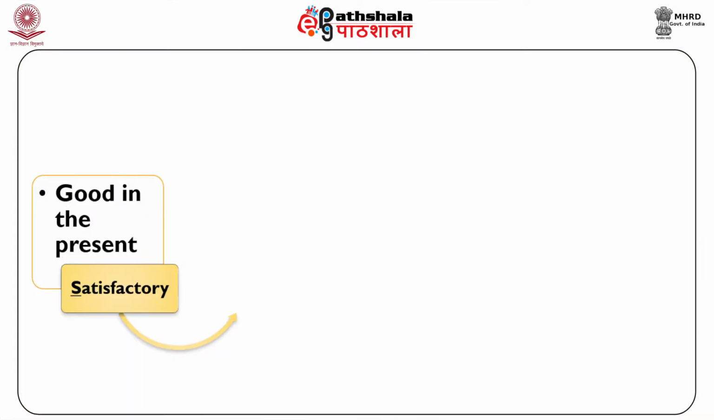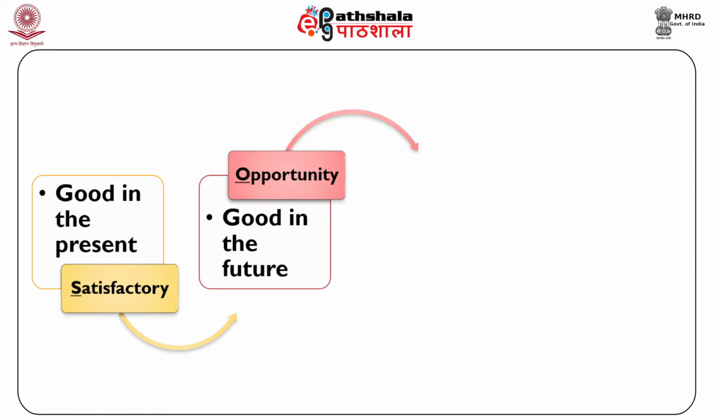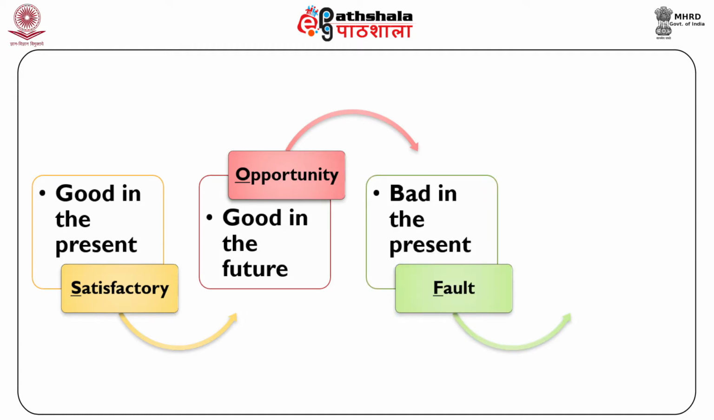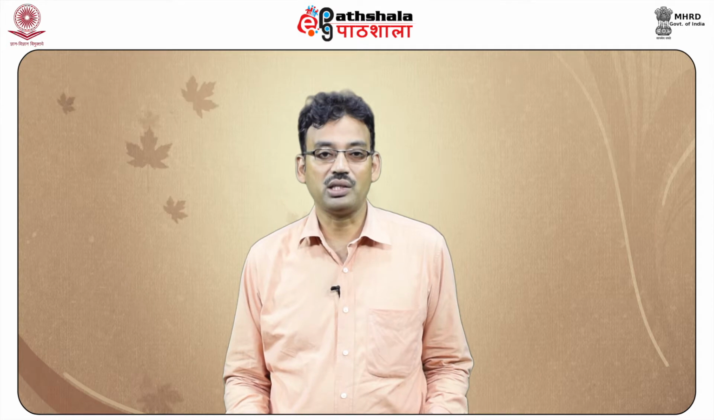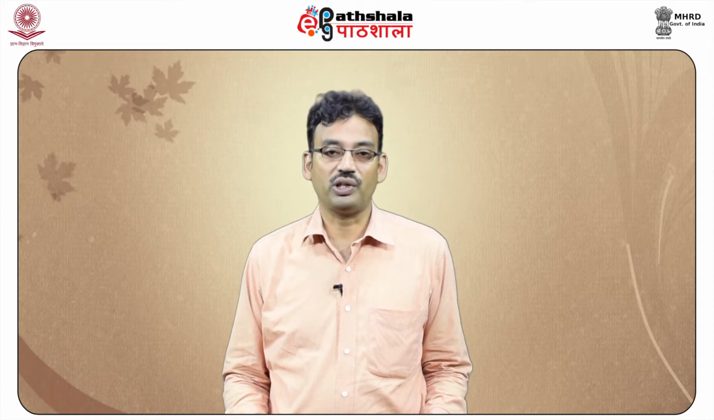Humphrey and the original research team used the categories: what is good in the present is satisfactory, good in the future is an opportunity, bad in the present is a fault, and bad in the future is a threat. Later this concept was further practiced and evolved as SWOT analysis.